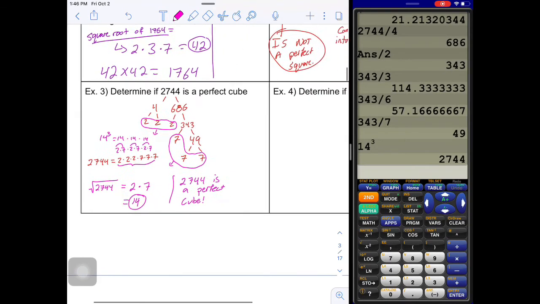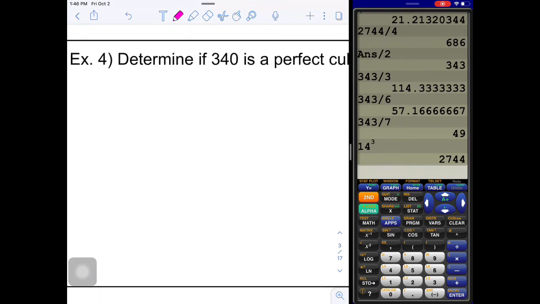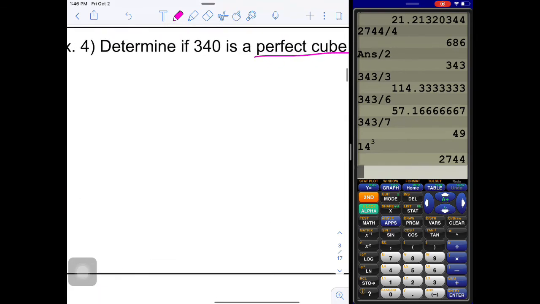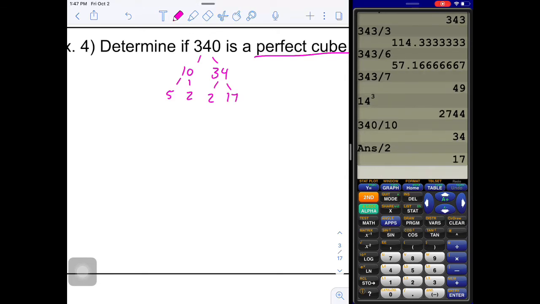So let's maybe try one more problem over here. 340. So the same thing, we're trying to determine if this is a perfect cube. So let's start dividing. So divide 10 out of here. 340 divided by 10 gives us 34. 10 divided by 5 gives us 2. 34 divided by 2 gives us 17.